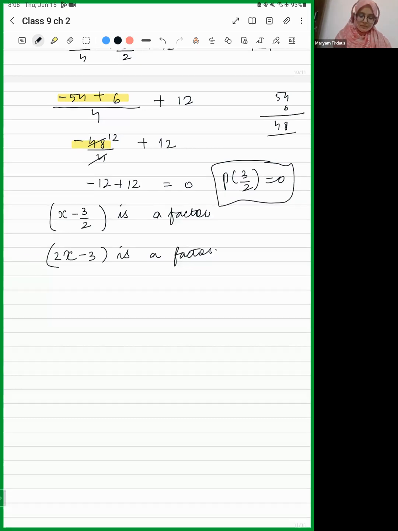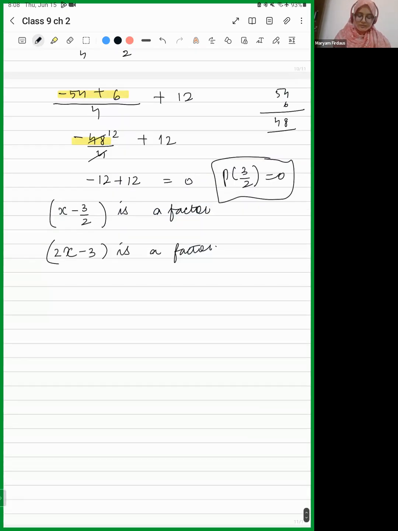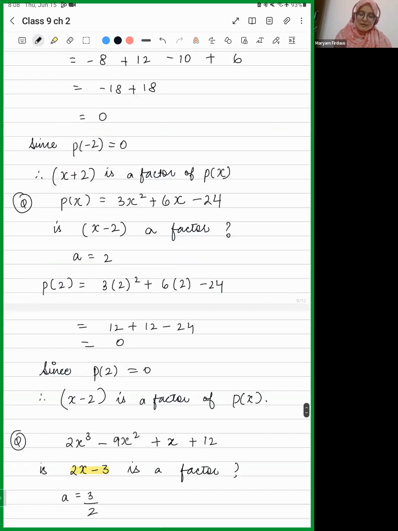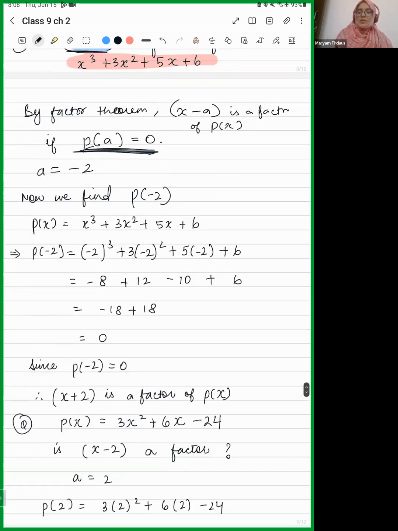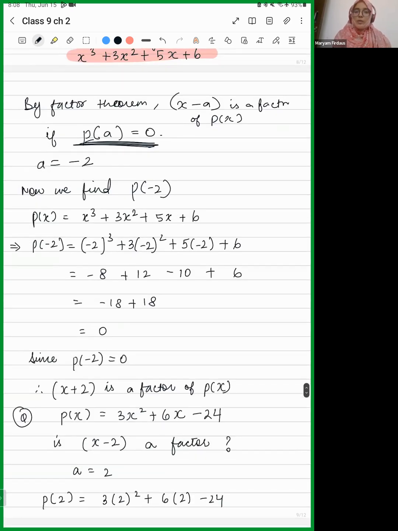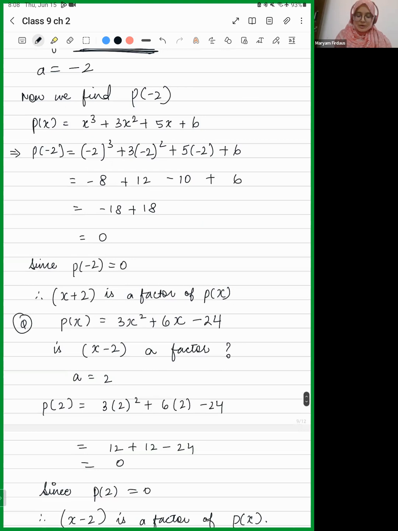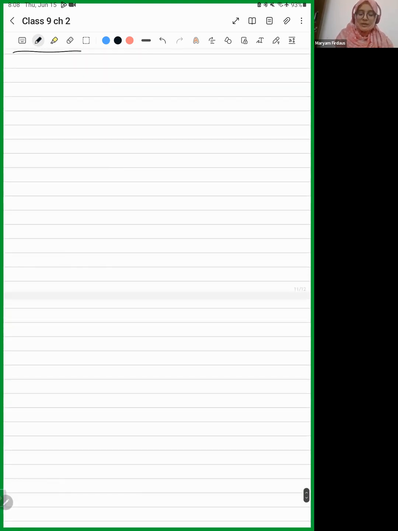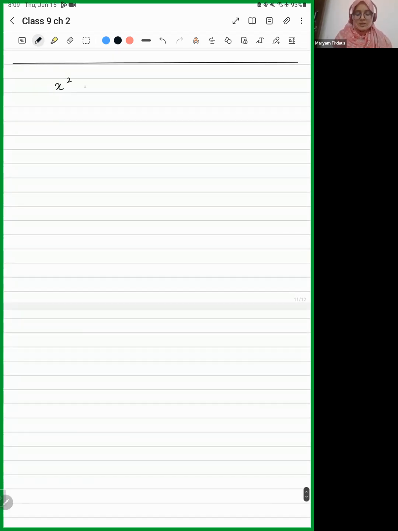Now, using this factor theorem, we can even factorize larger polynomials, larger degree polynomials. For example, we know how to factorize a polynomial using the splitting the middle term method, right? Yes, ma'am. For example, let's just take that same example again: x square minus 5x plus 6.